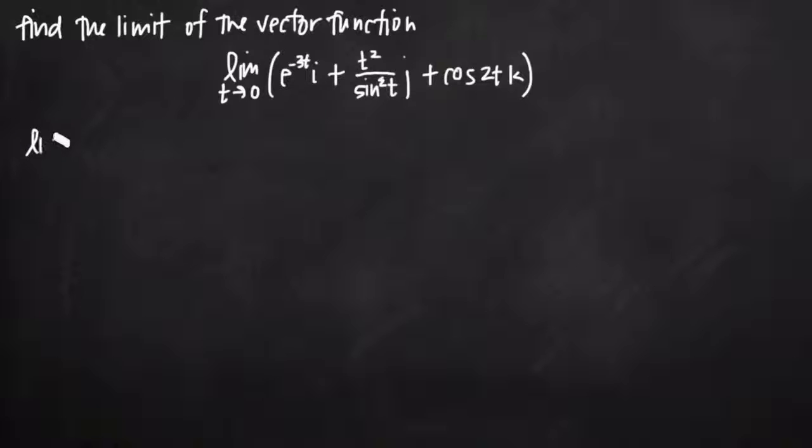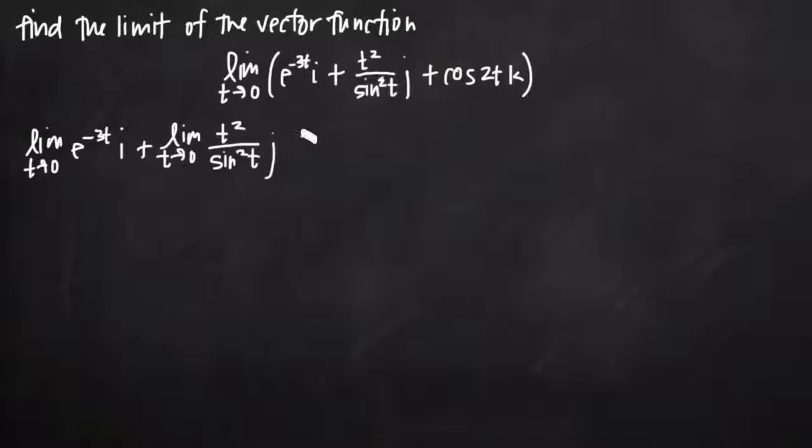We can say the limit as t goes to 0 of e to the negative 3t, and then just multiply this whole thing by i. Then we can add to that the limit as t goes to 0 of our coefficient here, t squared divided by sine squared of t, and multiply the whole thing by j. Then we add to that the limit as t approaches 0 of our coefficient cosine of 2t and multiply the whole thing by k. So you can see we can just take each limit individually.